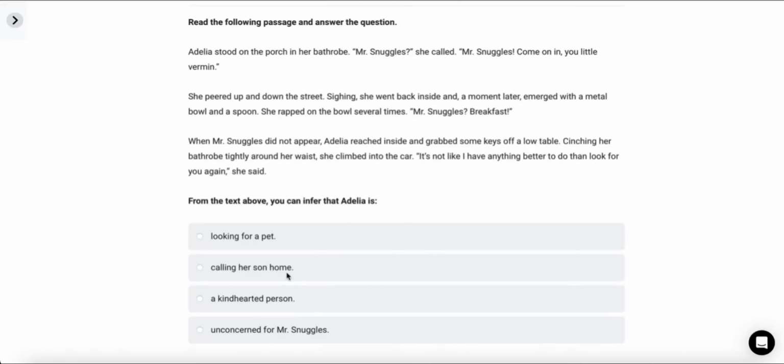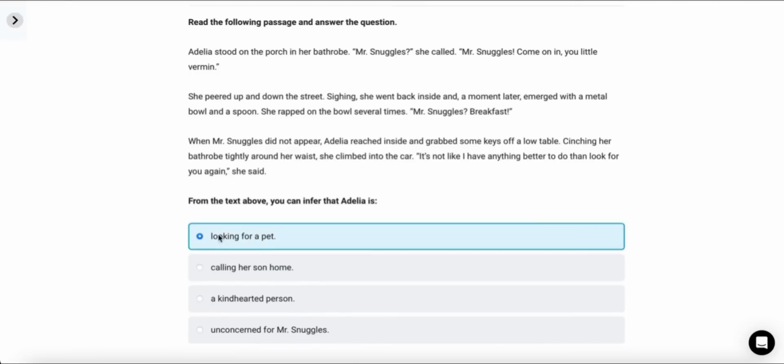It's unlikely that Mr. Snuggles would be her son. It would be strange to call her son Mr. Snuggles. It's likely that she's looking for a pet. The first one.